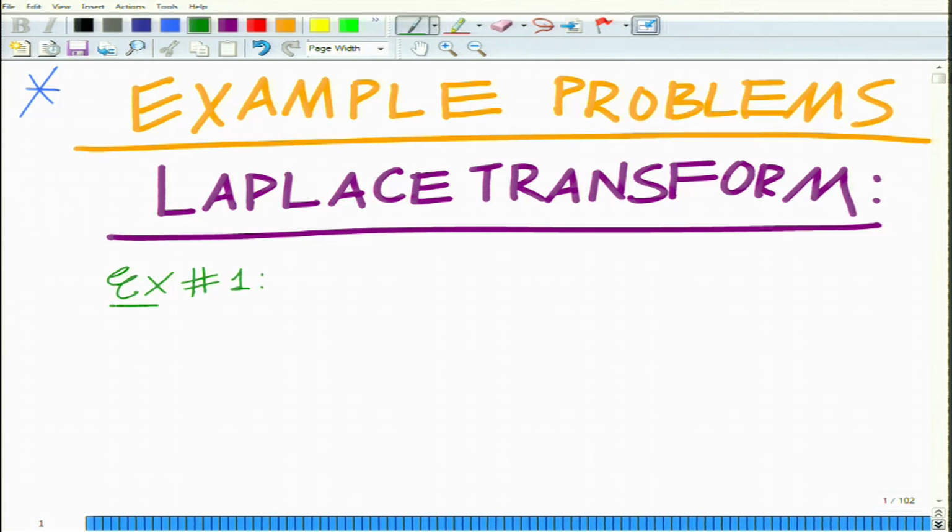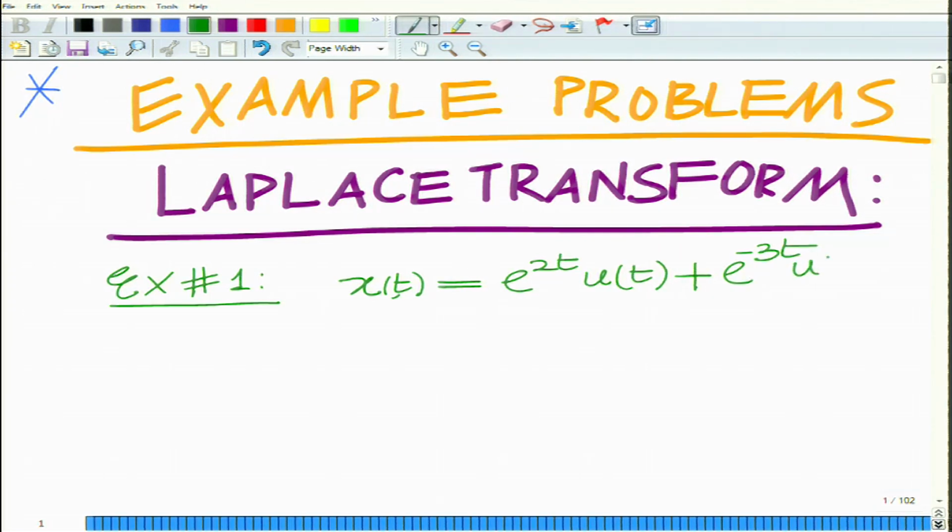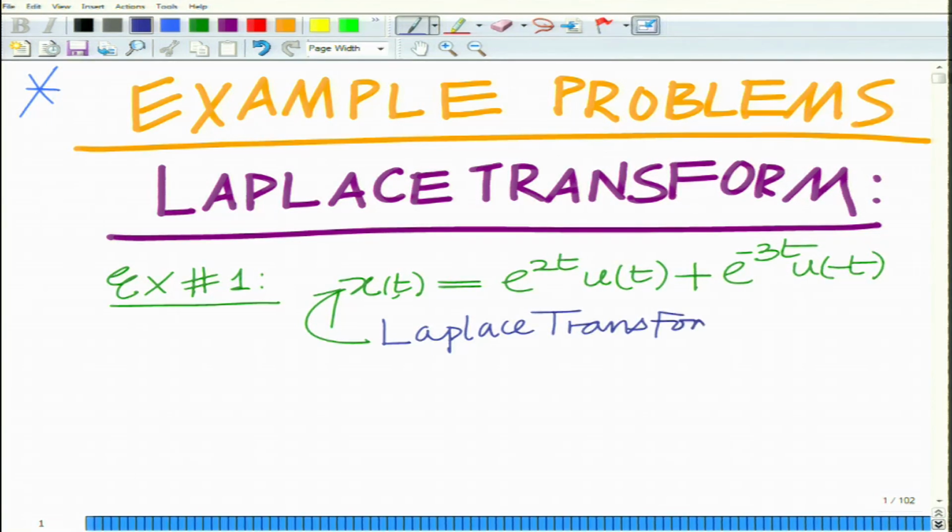Let us start with something simple. So, I have a signal x(t) equals e raised to 2t u(t), where u(t) is the unit step function, plus e raised to minus 3t u(minus t). Now, we want to compute, or evaluate, the Laplace transform of this signal, correct.